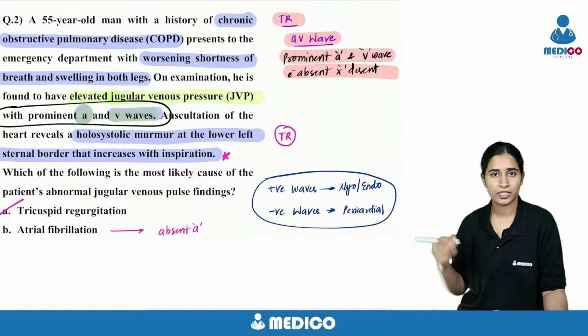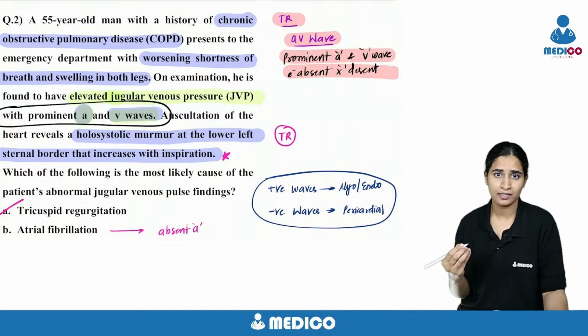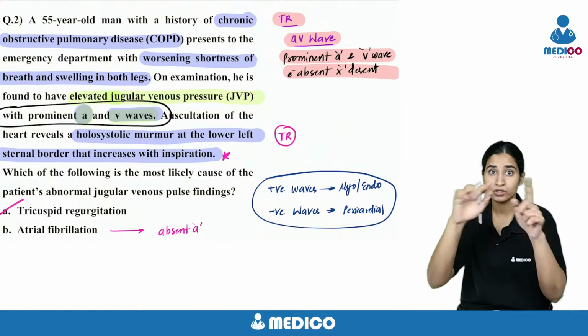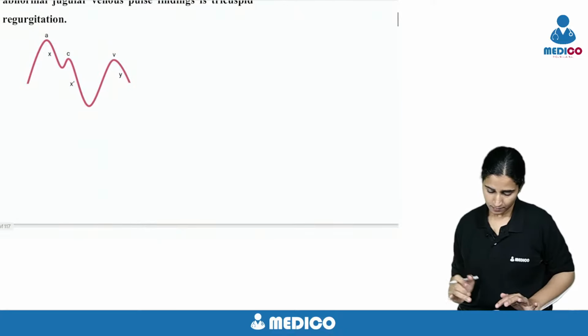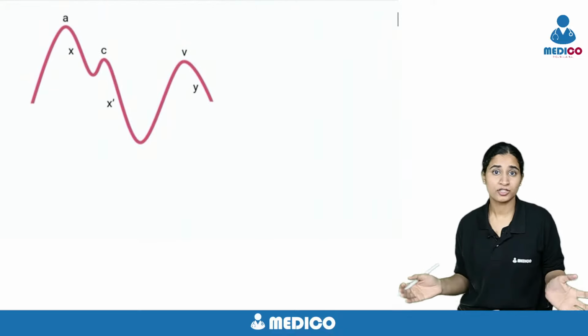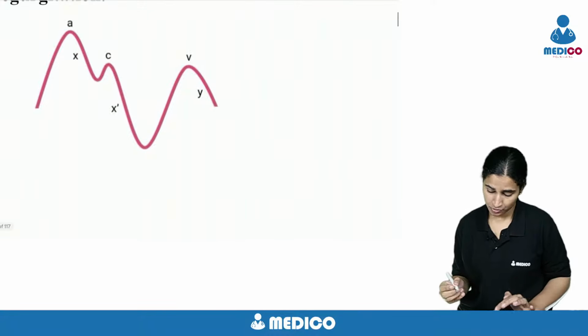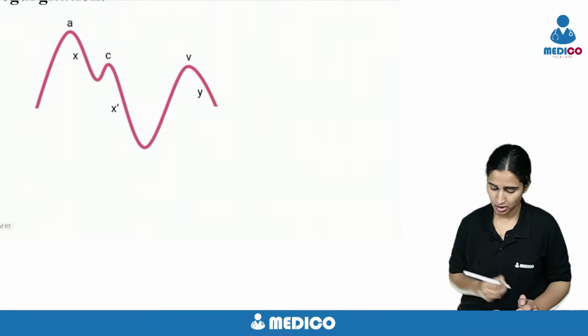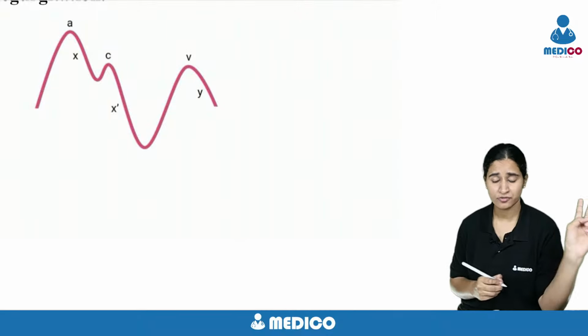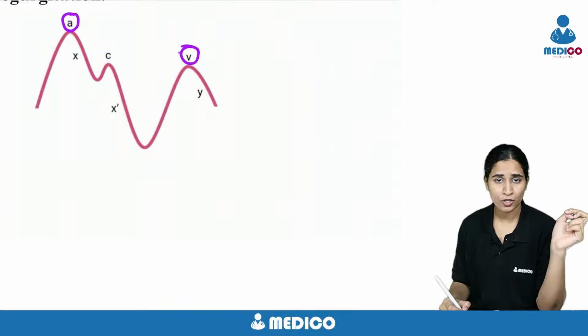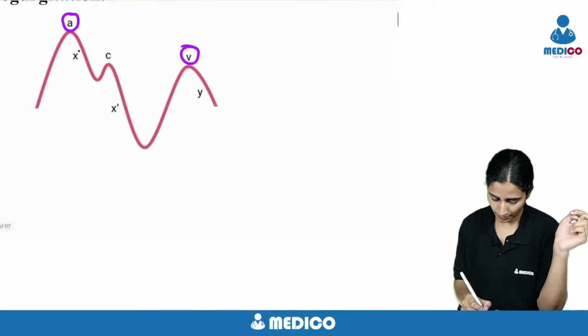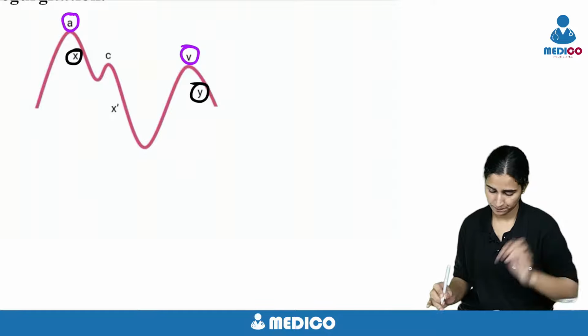So tricuspid regurgitation, cardiac tamponade and constrictive pericarditis, JVP, it should be on your tips, and you should also know how the diagram of JVP will look. So before seeing the abnormal JVPs, let's see the normal JVP. In the normal JVP, the two prominent positive waves are your A and V waves, and the two prominent negative waves are your X and Y waves.